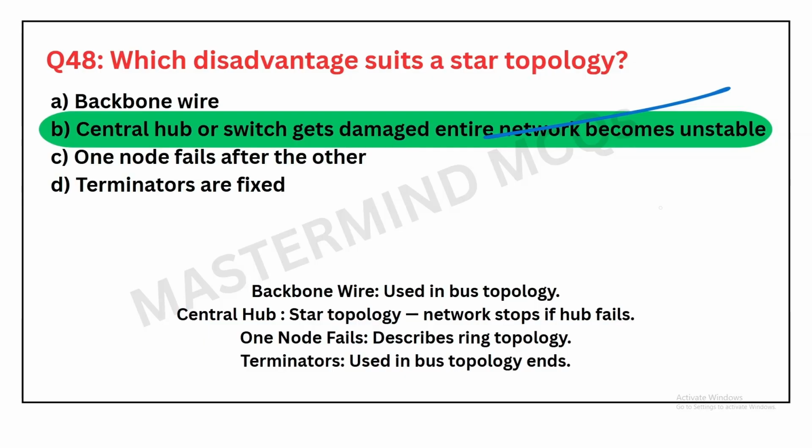In a star topology, all devices are connected to a central hub or switch. If this central device gets damaged, the entire network becomes unstable. That is the main drawback. The backbone wire and terminators belong to bus topology, while the idea that one node failure affects the next applies to ring topology. Question number 49.